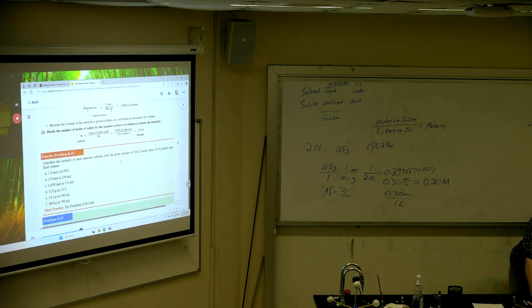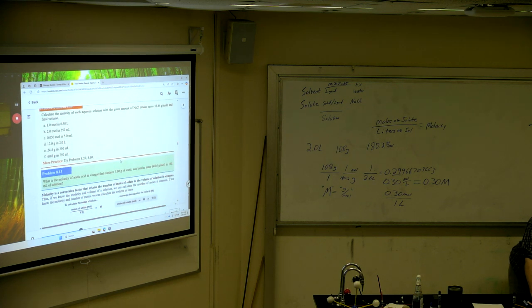Okay, so other problems. See this one: calculate the molarity of each aqueous solution, given the amount of NaCl. Aqueous solution means in water. It tells you that the solvent here is water. The solvent is almost always water, because water is cheap and abundant. If you're not putting anything dangerous in it, then it can just go straight down the sink. So we use water when we can. We use other solvents when we have to.